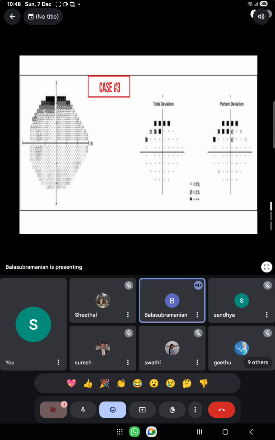For all these charts, I ask you to presume that the reliability parameters are good. Refraction has been done. All are apostilbs, 31.5 background. The stimulus has been white, and it is size III in all the charts hereafter. I want you to interpret the significant findings.